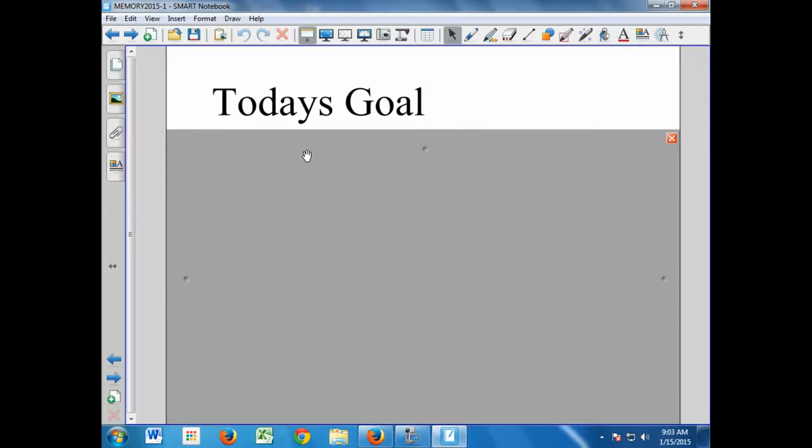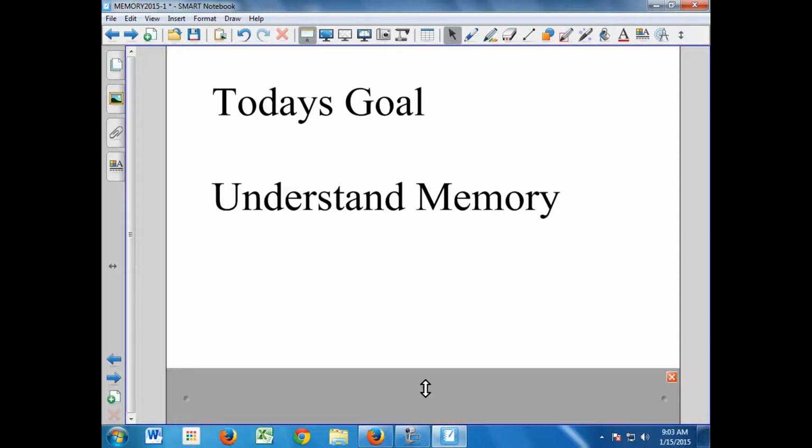Okay, so today's goal is to begin your understanding of memory. We've already talked about memory in the past with chapter one, and we've removed it at least three times and put memory back in at least three times in this class.